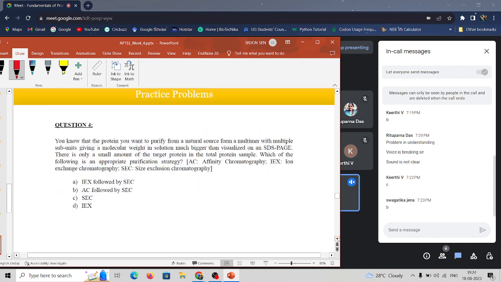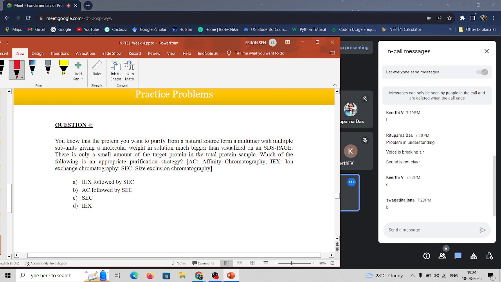Okay, question number 4. You know that the protein you want to purify from a natural source forms a multimer with multiple subunits, given the molecular weight in solution is much bigger than visualized on an SDS-PAGE. There is only a small amount of target protein in the total protein sample. Which of the following is an appropriate purification strategy? Affinity chromatography followed by ACC, IEX followed by ACC, and ion exchange chromatography.